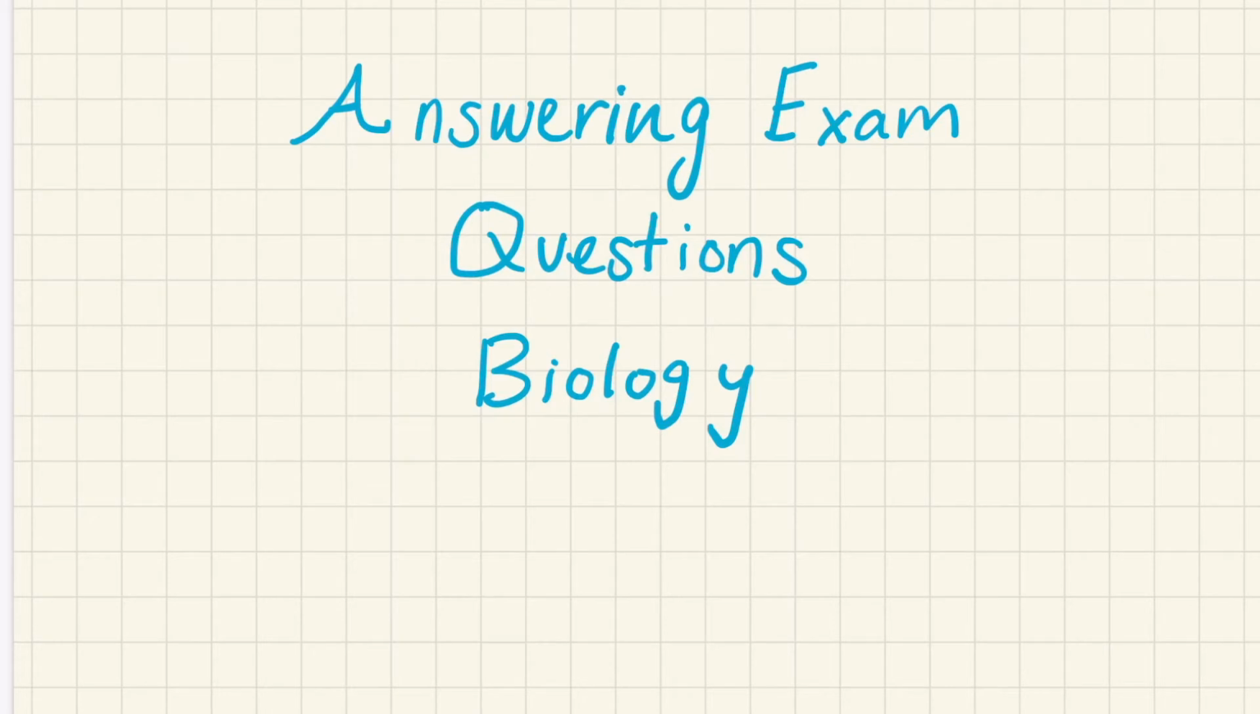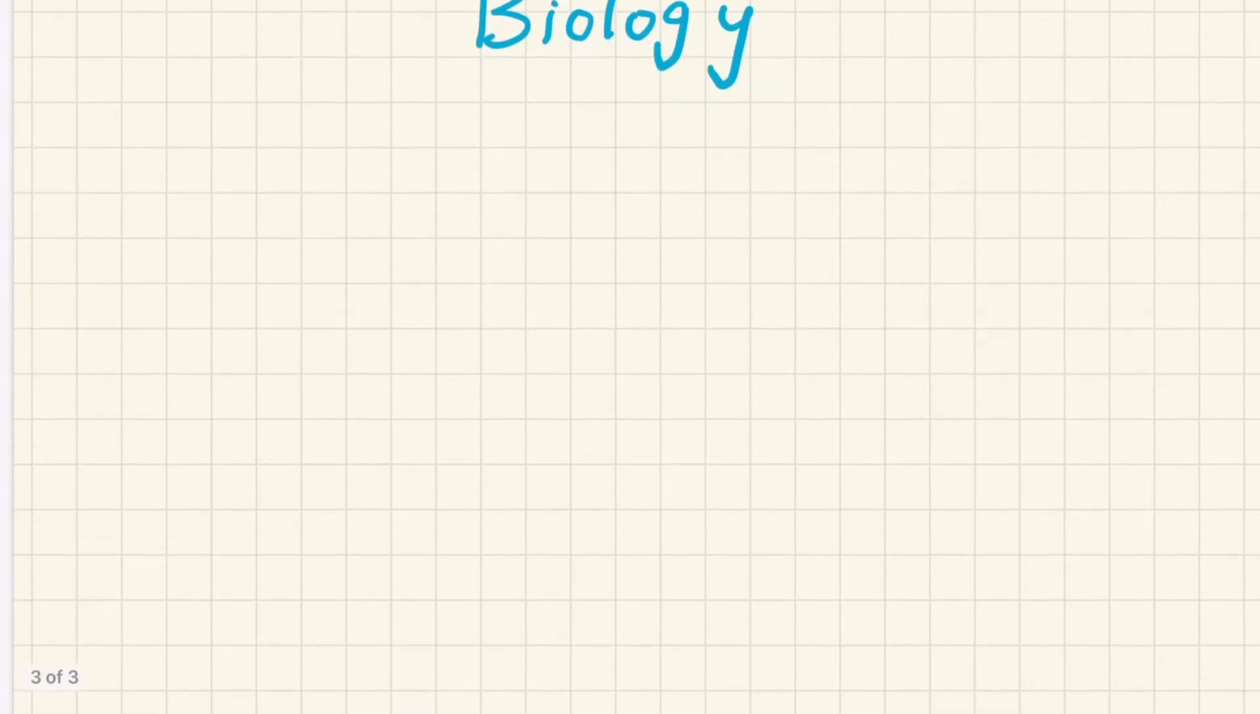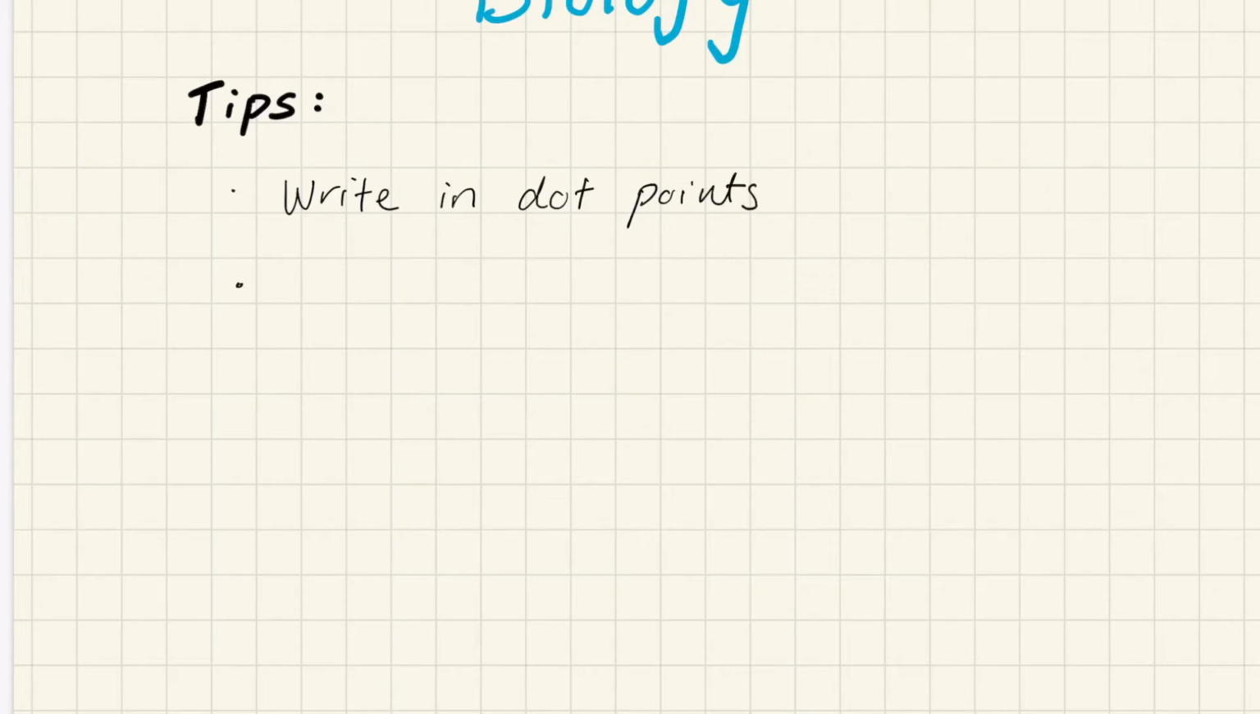Today we're going to be talking about how to answer extended response questions in biology with example questions for each of these. My biggest tip for you is to write your responses in dot points. This will mean that you'll be able to count your number of points according to the number of marks, and this should roughly equal the amount of marks the question is worth, plus or minus 1.